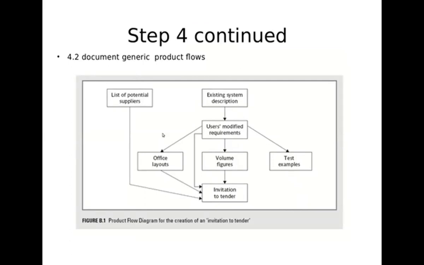Next, we have to figure the volume. Then we send the invitation to the tender. So here user modifier requirements are split into two types. Office layout, I already told you about layouts, different types of layouts used for the office, and also test examples. One example is he worked extra hours for our institute. We have to write that in a payroll list, then we have to test it.